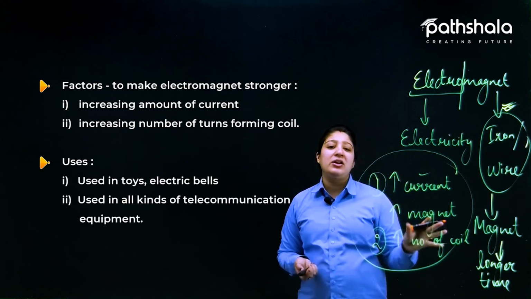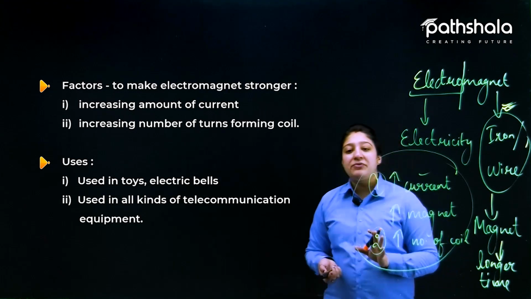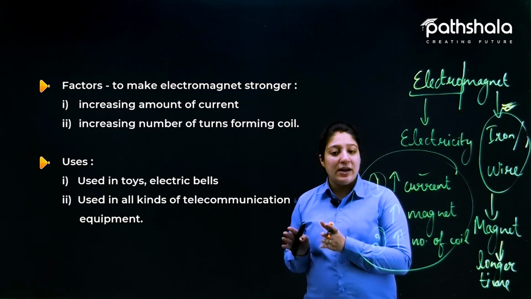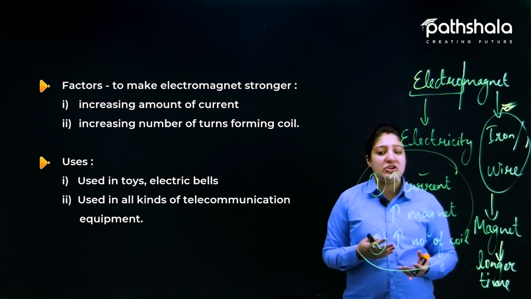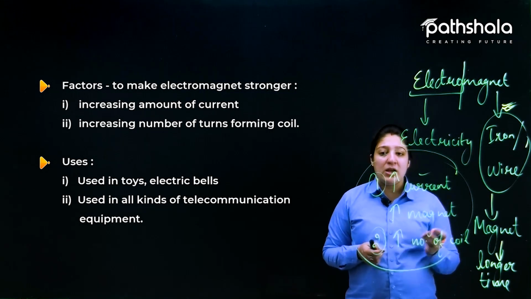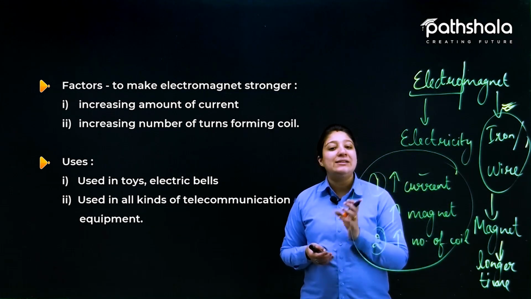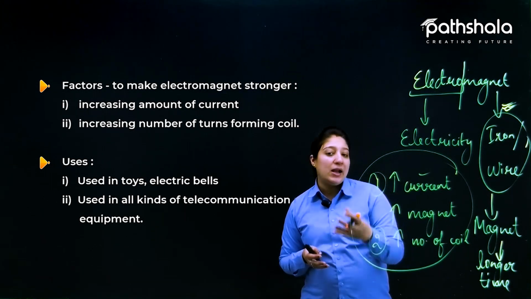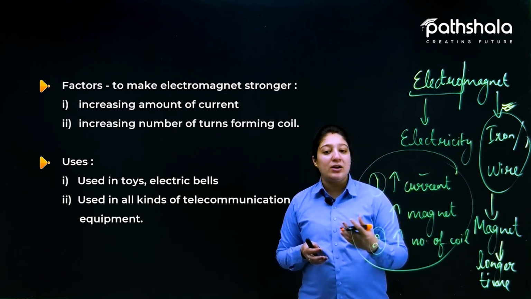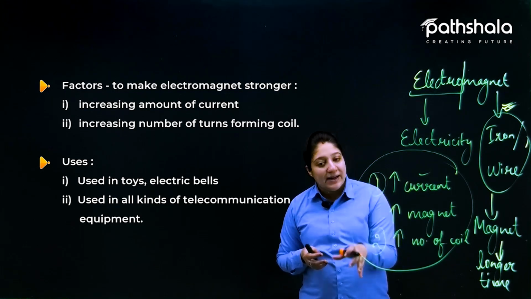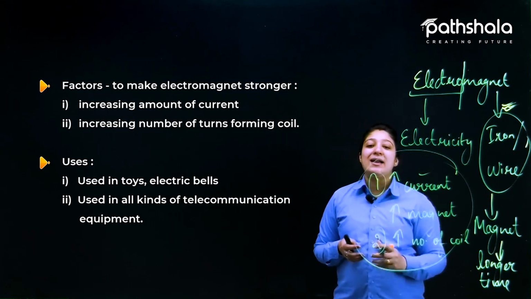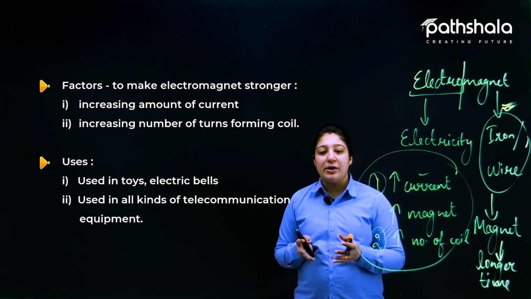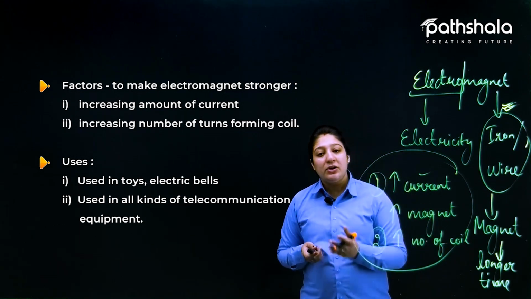Now what are the different uses of electromagnets? First of all, they are used in toys and electric bells. You have seen this in the toys which you use at your home. What happens when you put the cells into that toy? Electricity passes, and hence the iron pieces present inside the toy behave as a magnet, and the toy starts working, so you can easily play with that toy.